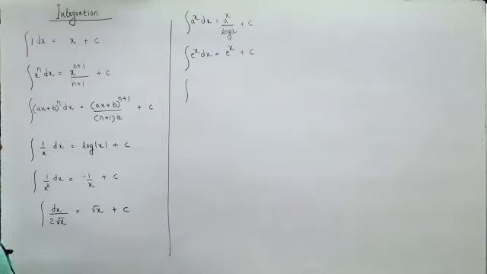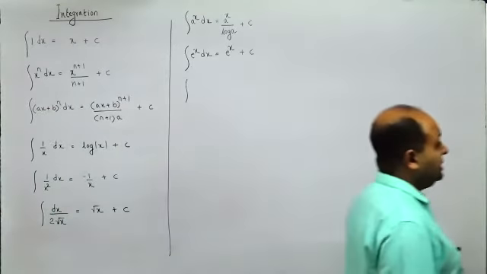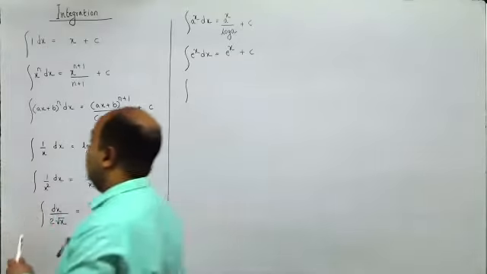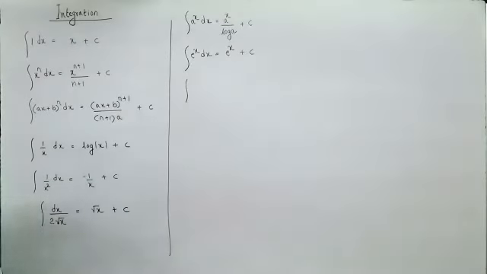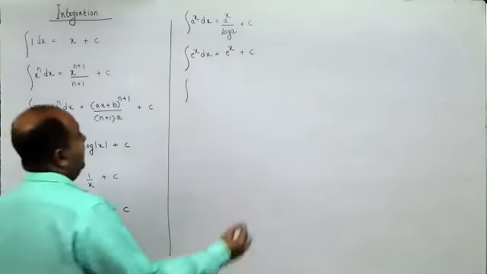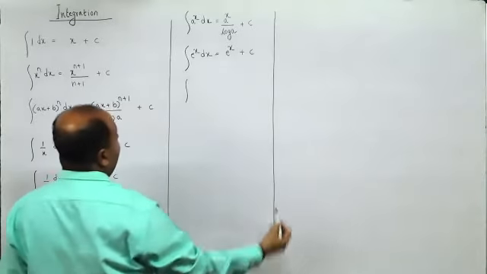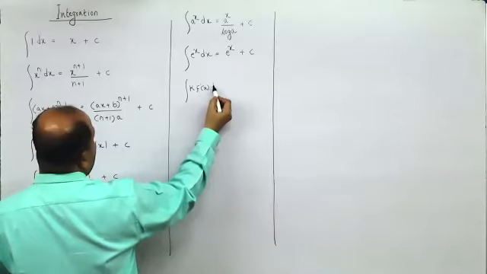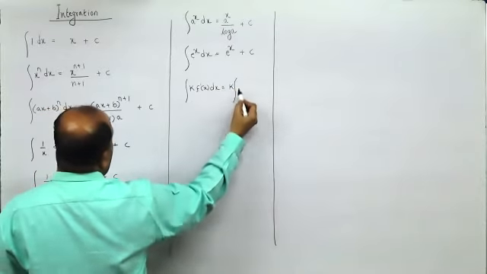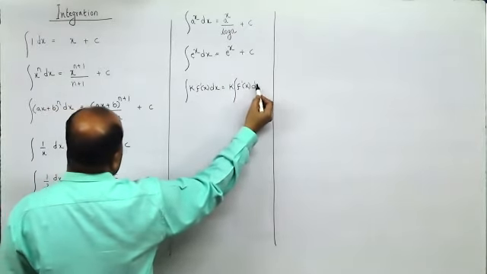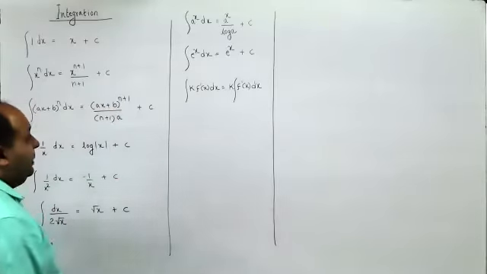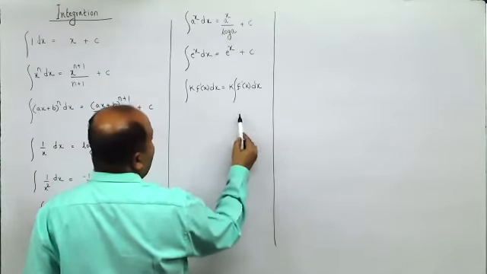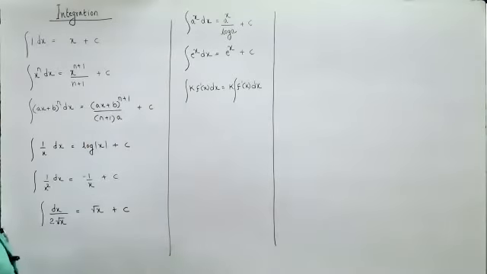Integration of e raised to x is e raised to x plus c. Next. Remember, if you have constant into some function of x, you can take that constant out and integrate the function of x. So this would become k out, integration of f dash x, that would be f of x. So you will get k into f of x plus c.